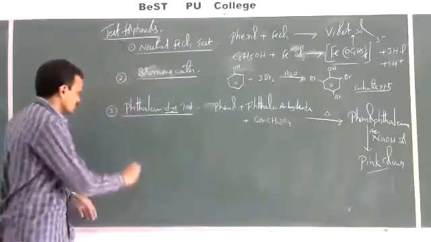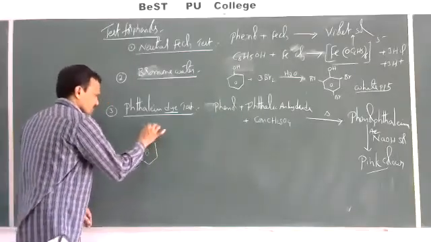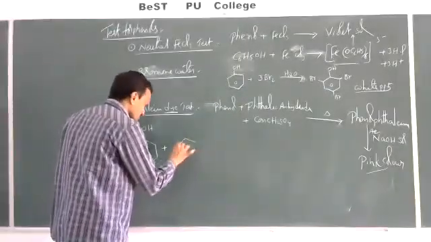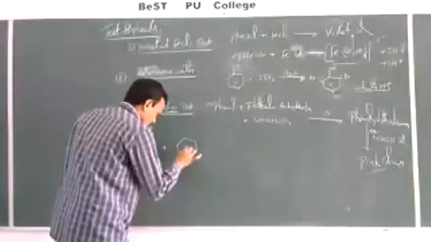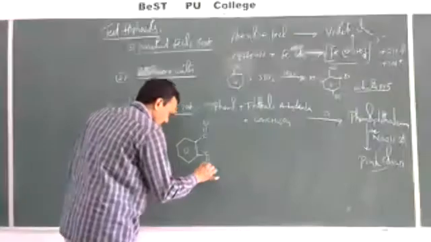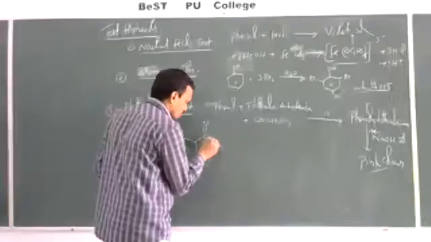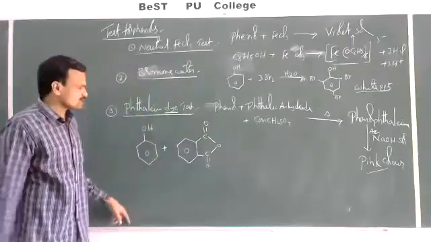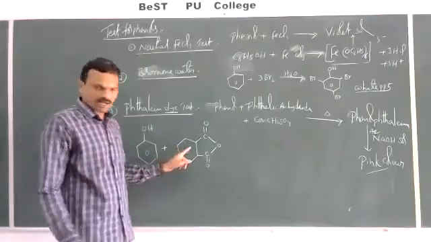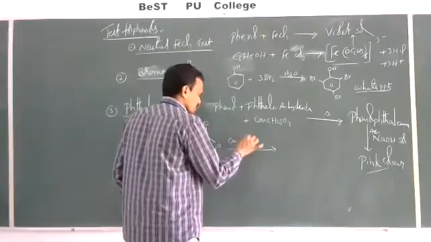So I will write the equation also here. Phenol. When this phenol is treated with phthalic anhydride: on the benzene ring, if two COOH groups are in the ortho position, that is called phthalic acid. And from the two COOH groups, if you eliminate a water molecule, we get the anhydride, called phthalic anhydride. So phenol reacts with phthalic anhydride in the presence of concentrated H2SO4.